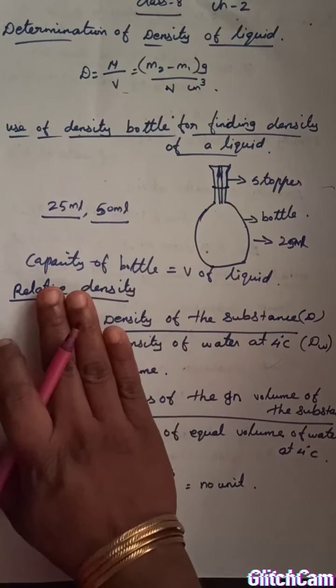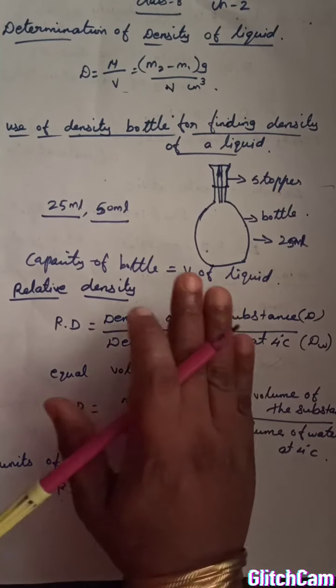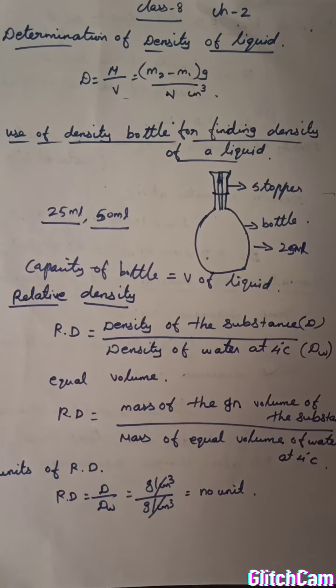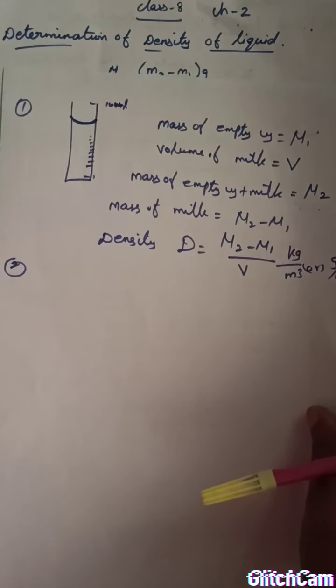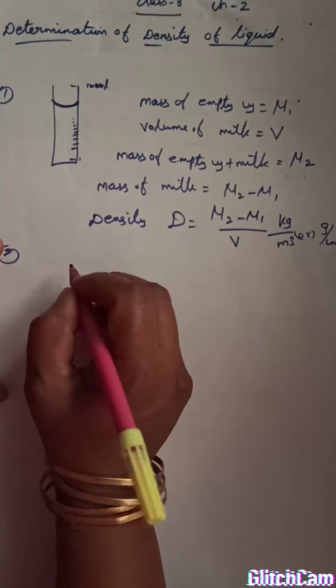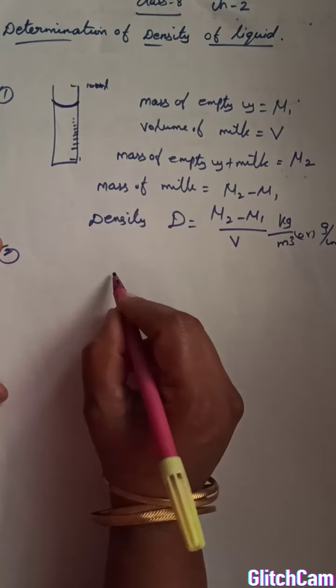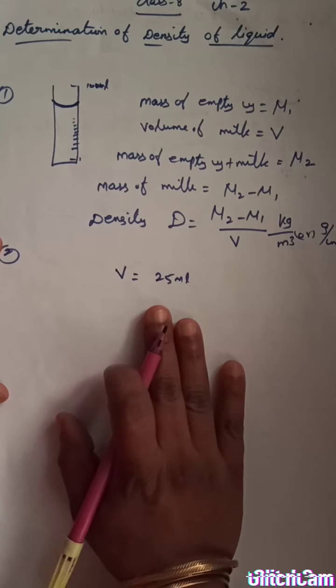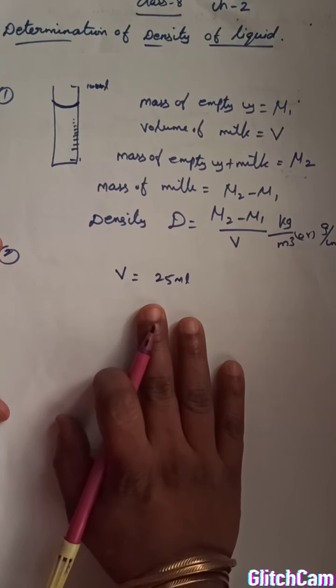So from this we know the volume. Okay, now you want to know only the mass. Before the activity, how do we find out the mass? The same way we find the density of a liquid, by using a density bottle. So we know the volume, which is 25 ml or 50 ml according to the capacity of the density bottle.